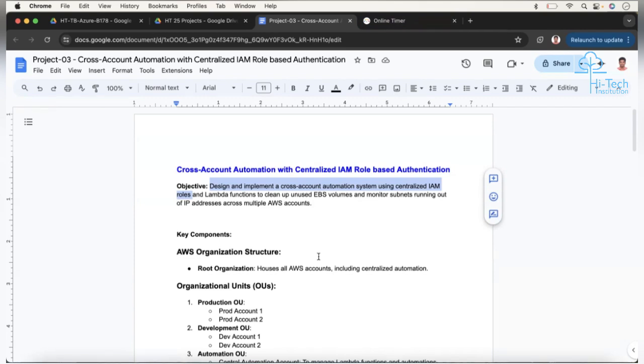Okay, using the IAM role, you would be able to programmatically authenticate all 100 accounts and fetch the data. That is what they're trying to highlight here. Design and implement a cross-account automation system using a centralized IAM role. So from the master account, we are going to virtually connect to the other 100 accounts and fetch the data. That's the ideal plan.